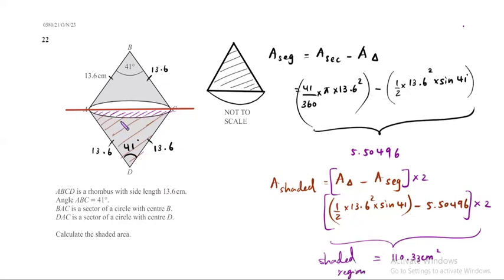Here we should also understand that there are instances when this segment and this segment will not be identical. There will be a difference. It will completely depend on what angle we have. But anyway, this is how we should calculate the area of the shaded region. Let's move on to the next question then.